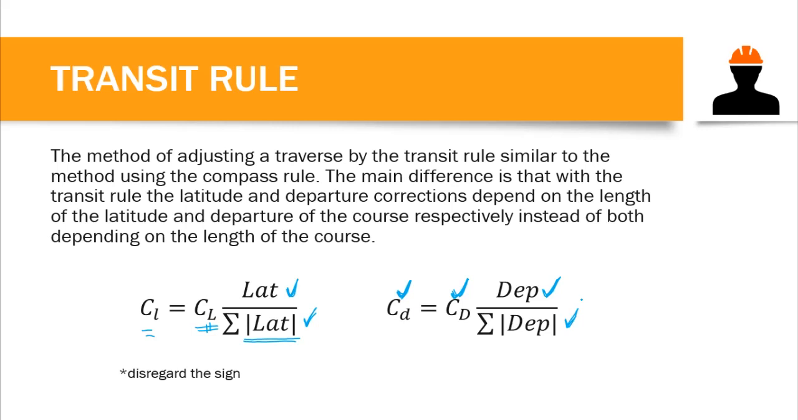Okay, so the difference between the compass and the transit rule is that in the transit rule, we are using the latitude instead of the distance, or we are using the departure instead of the distance. So that's the difference between the two rules. And that ends the first part of this discussion. Now we will try to solve problems in the second part of this video.